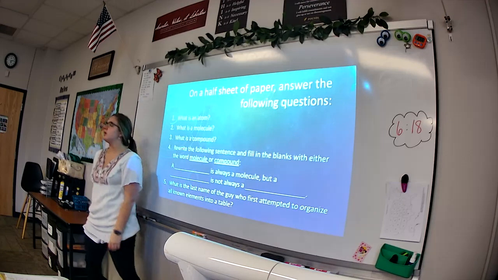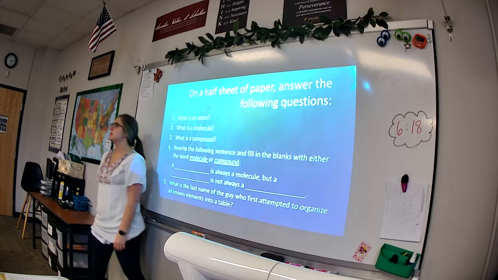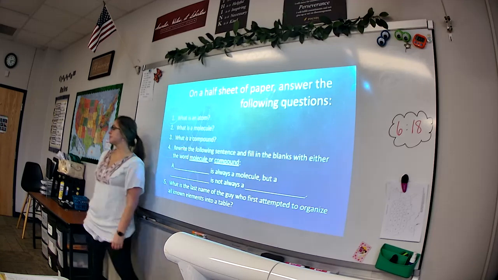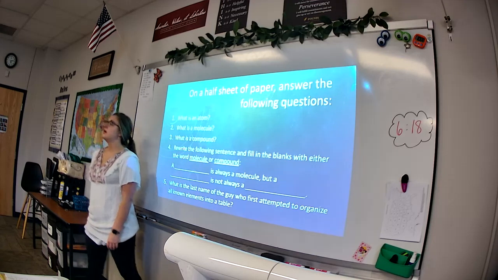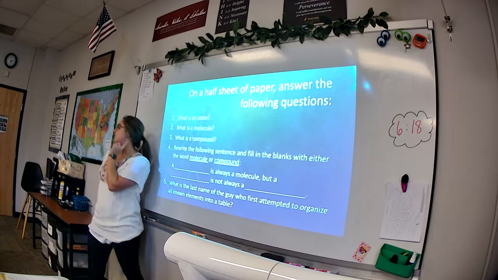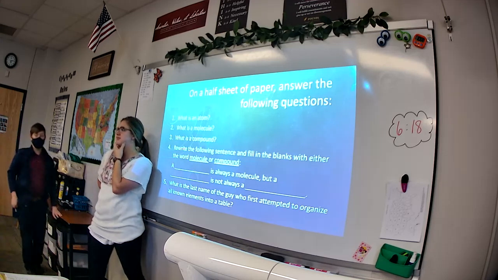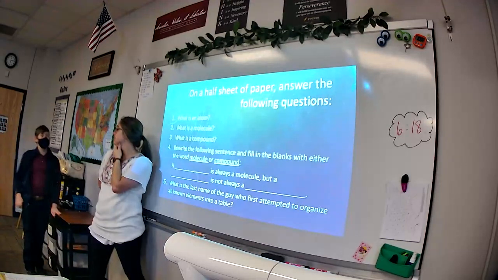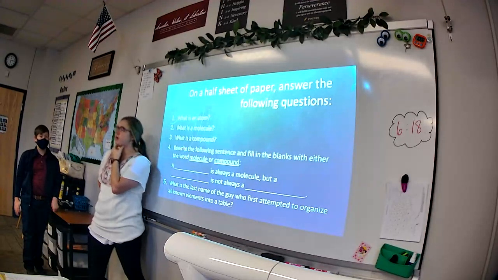What about number 2? What is a molecule? Very good. 2 or more atoms that are chemically combined. Let me ask you, do they have to be different atoms? No. Do they have to be the same? No. Do they have to be 2 atoms? Only 2? 2 or more. Very good.